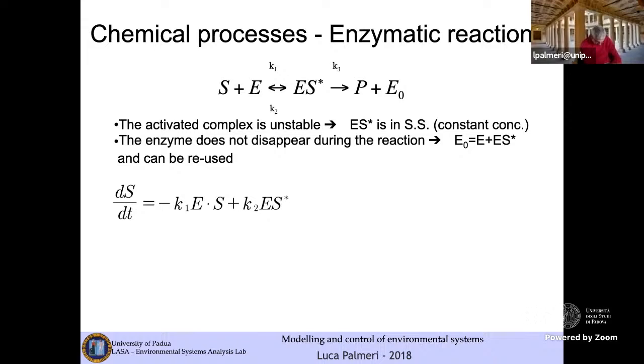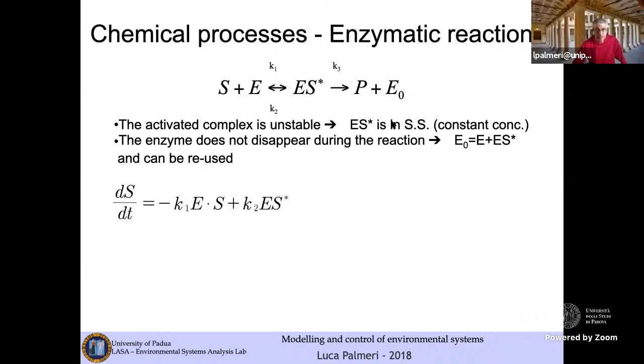Why are we introducing the enzymatic chemical reaction? Because the enzymatic chemical reaction is a prototype of all biochemical reactions. We know that most of the biochemical reactions are enzymatic reactions, meaning that they depend on the presence of a substrate and are fostered by the presence of an enzyme E. How can we describe this by employing the law of mass action?